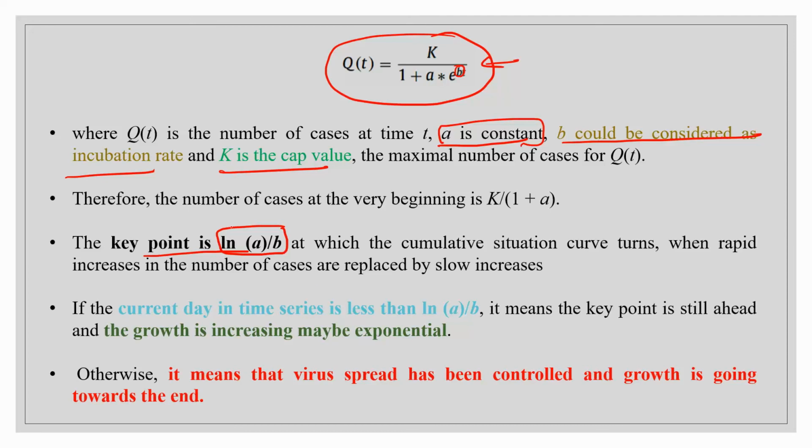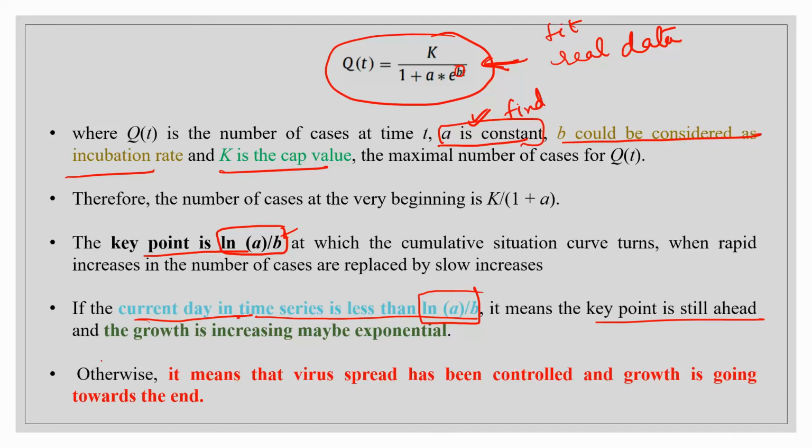So they calculated this value. This b is the incubation period, and a can be found by fitting this curve with the real data, and you can easily calculate this value, which will give you the value of time. Now if the current day in the time series is less than this value, then this means that the disease will still grow exponentially. And if the current day in the time series has passed this value, that means that the spread has been controlled and it is going towards the end.